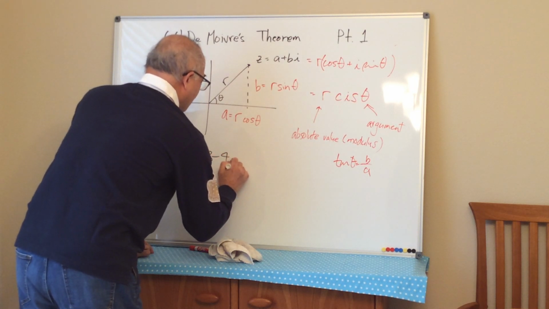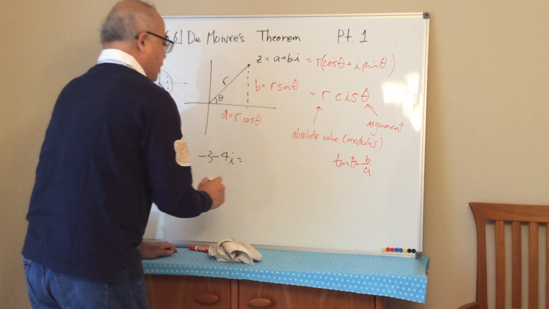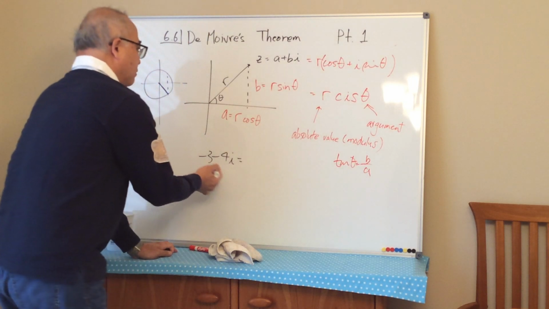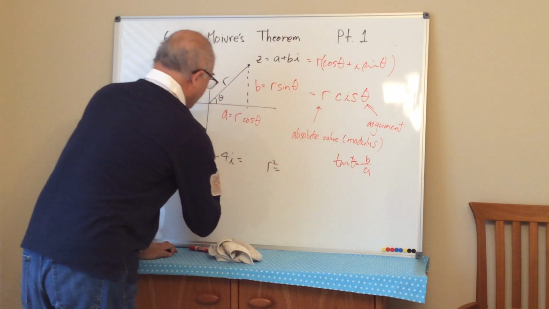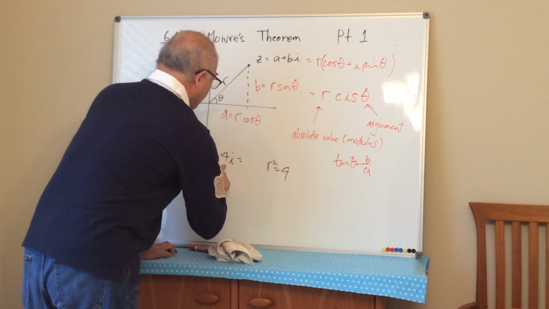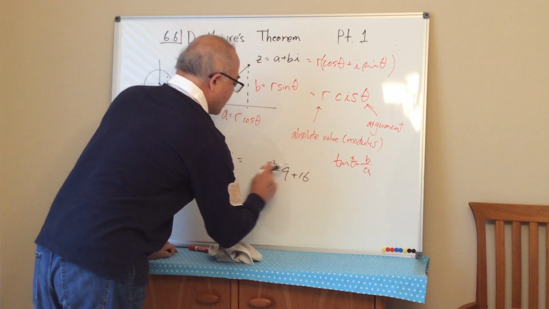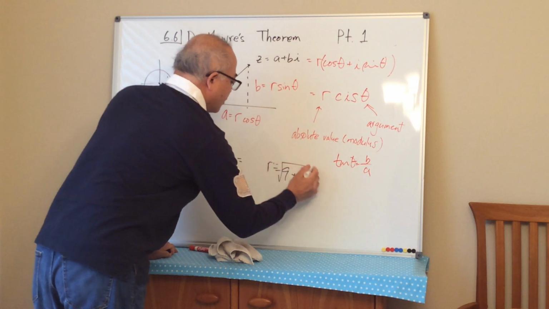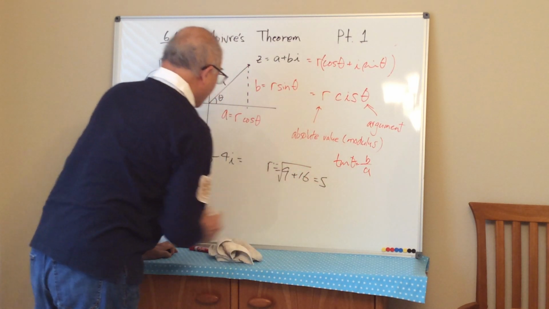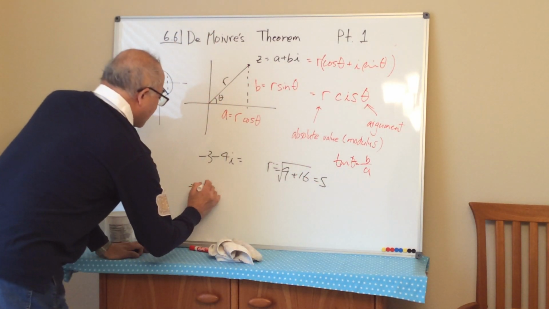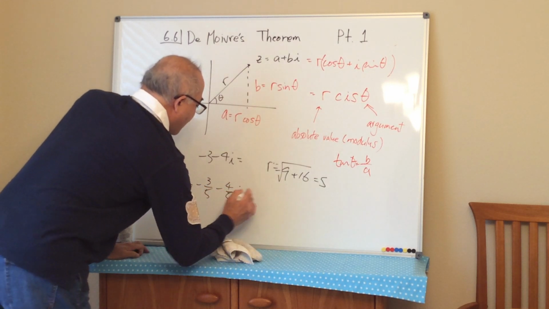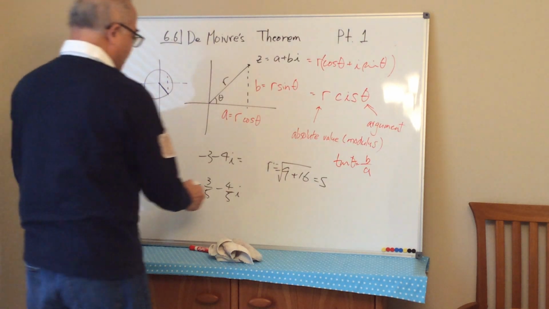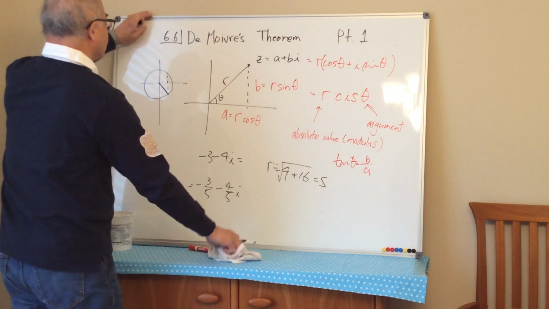-3 minus 4i. So what is my r going to be here? I get r squared is equal to 3 squared plus that squared, so r is going to be the square root of that, which is 5. So this is going to be equal to 5 times (-3 over 5, -4 over 5i). Negative, negative, so I'm in the third quadrant.